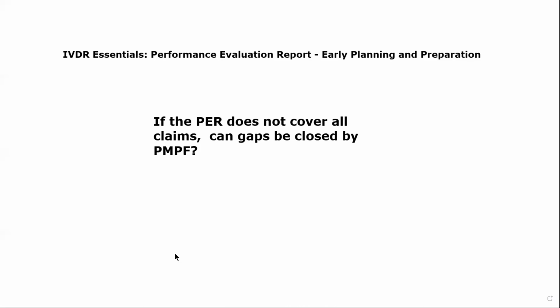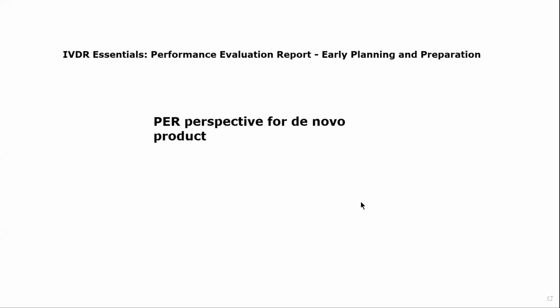All right. This person would like to know the PER perspective for a de novo product. So by de novo, I'm taking that to mean something that's very novel, that there really aren't a lot of comparators or competitors out on the market. So I would take this to mean something like maybe a brand new analyte that you've identified, or a biomarker or something to that effect. In that regard, I think it's even more important to have a really solid state-of-the-art section and a really solid scientific validity section.